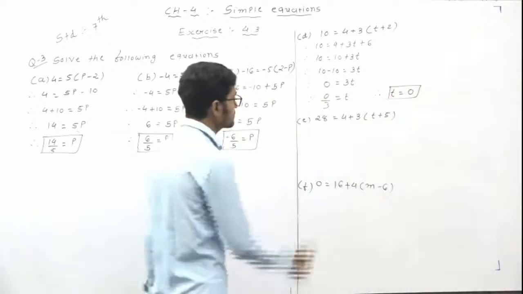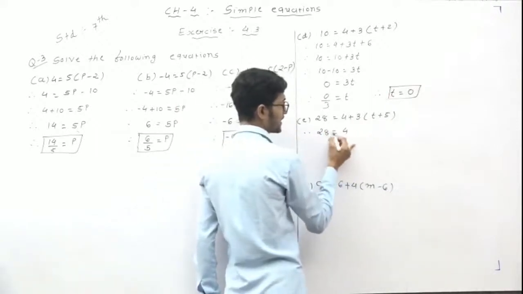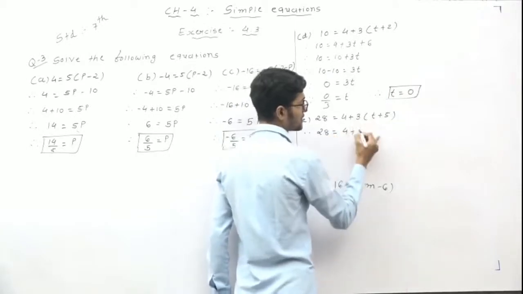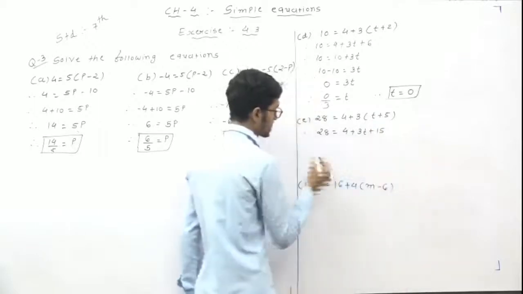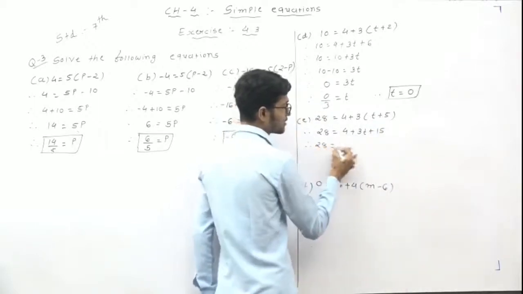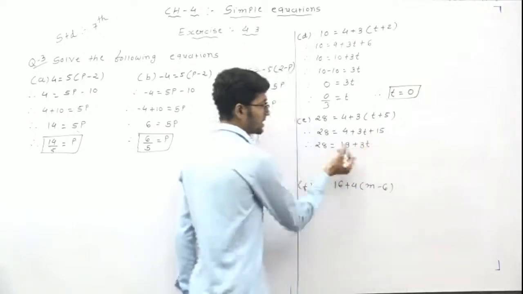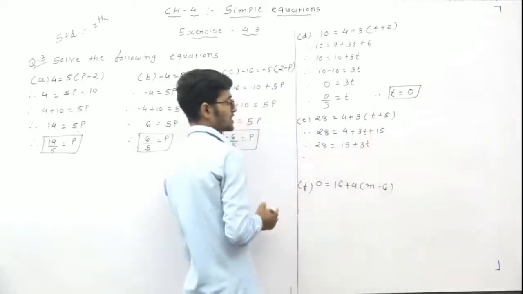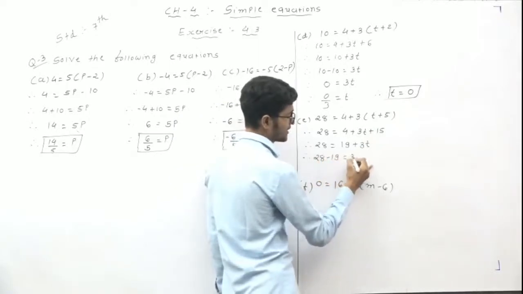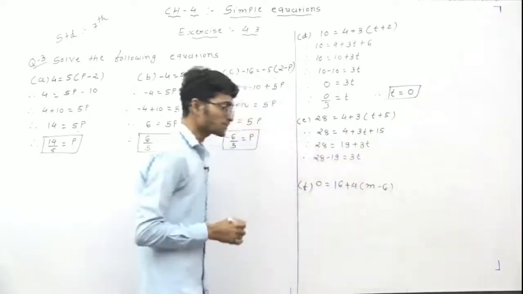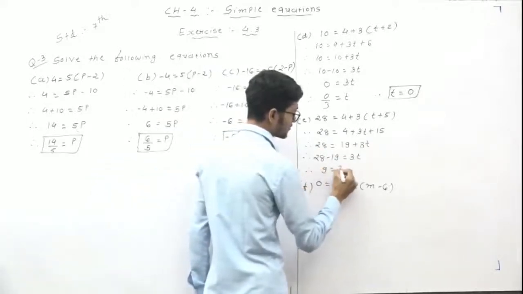Understand? Next one is 28 equal to 4 plus 3 multiplied by t is 3t, 3 multiplied by 5 means 15. 28 is equal to 15 plus 4, which is 19, plus 3t. Now 19 on this side, it means both sides subtract 19. 28 minus 19 is equal to 3t. Right? 28 minus 19 means 9 is equal to 3t.